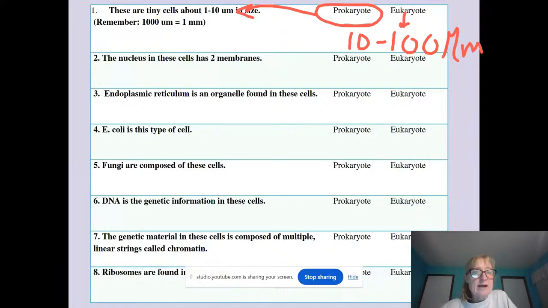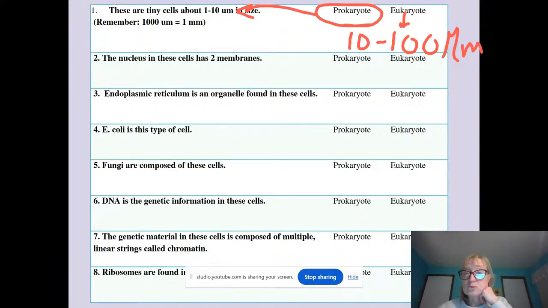Now, the next two questions kind of hang together. It says the nucleus in these cells has 2 membranes. And number 3, the endoplasmic reticulum is an organelle found in these cells. Prokaryotes or eukaryotes? Prokaryotes are the simpler cells. Prokaryotes literally mean before karya or before kernel. Eukaryote literally means true karya or true kernel. And that actually refers to the nucleus.